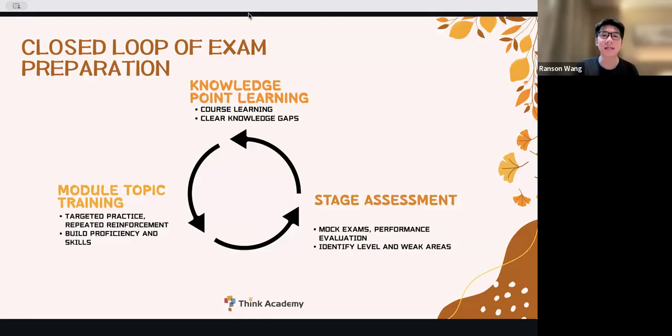you may mistake easily. And also from the assessment, you have to summarize, oh, this is the type of question or this module is where the student is weak at. So for the module topic, if it's any certain module, you go back to the module topic training. If you see there's any knowledge point that you never touched before, you go back to the first step to do the knowledge point learning. Okay, so this is our learning loop.